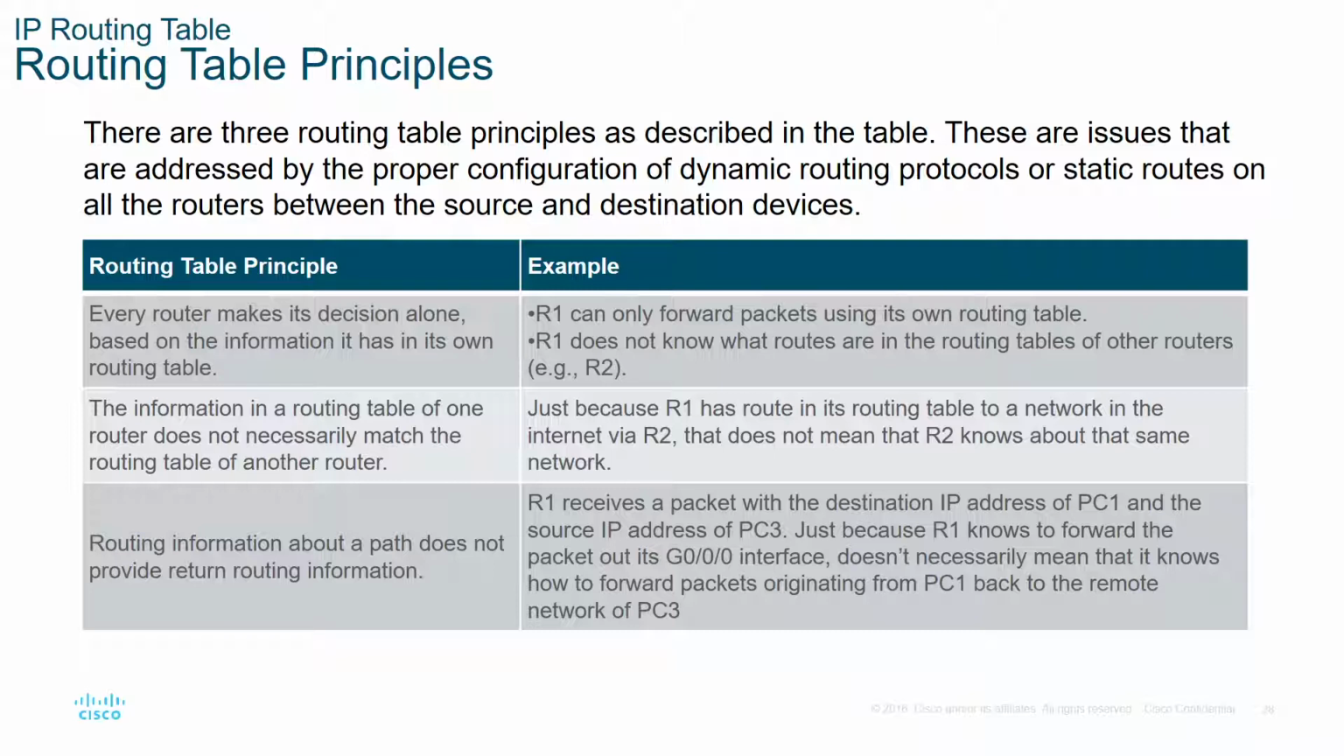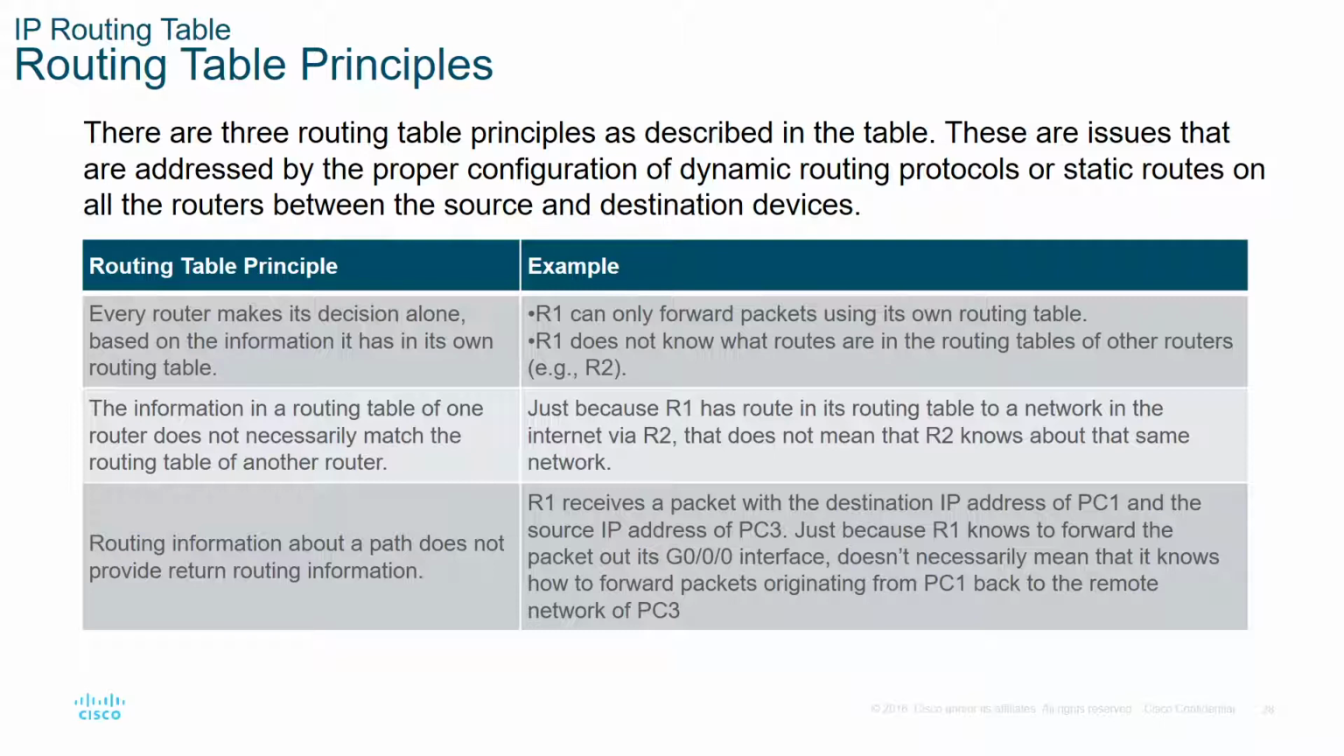So in our example, R1 can only forward packets using its own routing table, and R1 does not know what routes are in the routing tables of the other routers, e.g. R2. Principle 2: the information in the routing table of one router does not necessarily match the routing table of another router. Just because R1 has a route in its routing table to a network in the internet via R2, that does not mean that R2 knows about the same network.